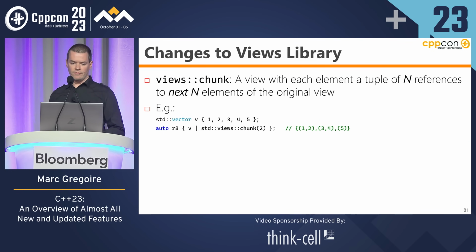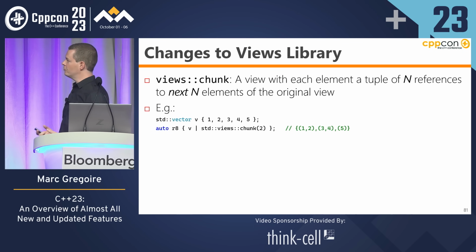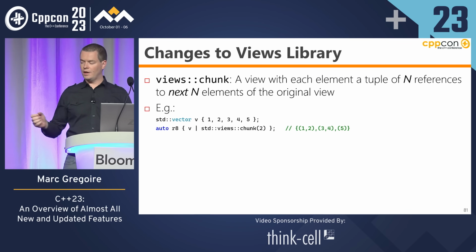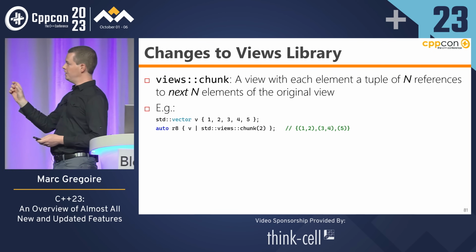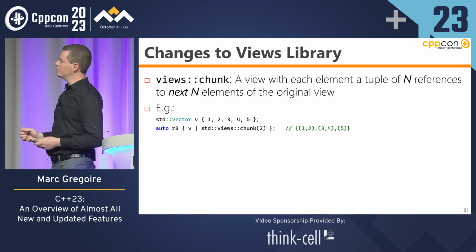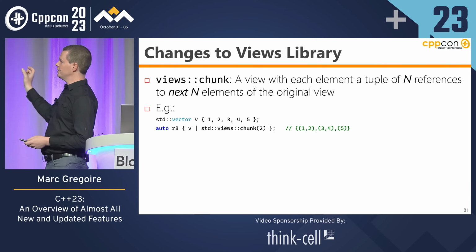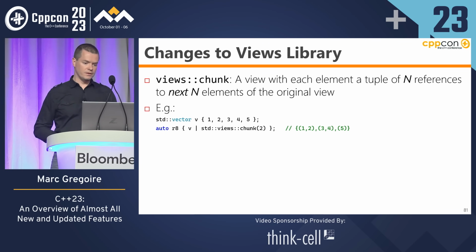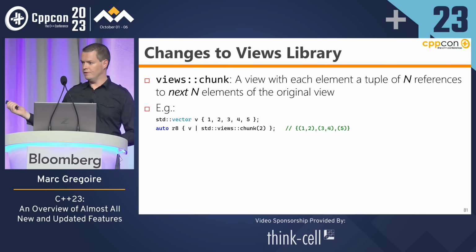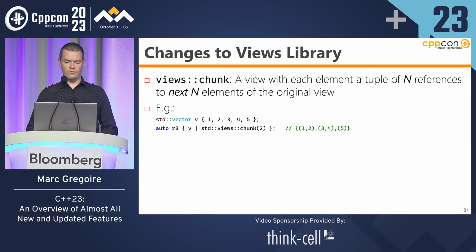Chunk. I have a vector of integers again, 1, 2, 3, 4, 5. And I say chunk by 2. The result of this is that it takes the first 2 elements of my vector, and that will be the first tuple of my resulting view. And then it slides along. The second tuple will be 3, 4, and the last one will just be 5, because in this case I have an odd number of elements.